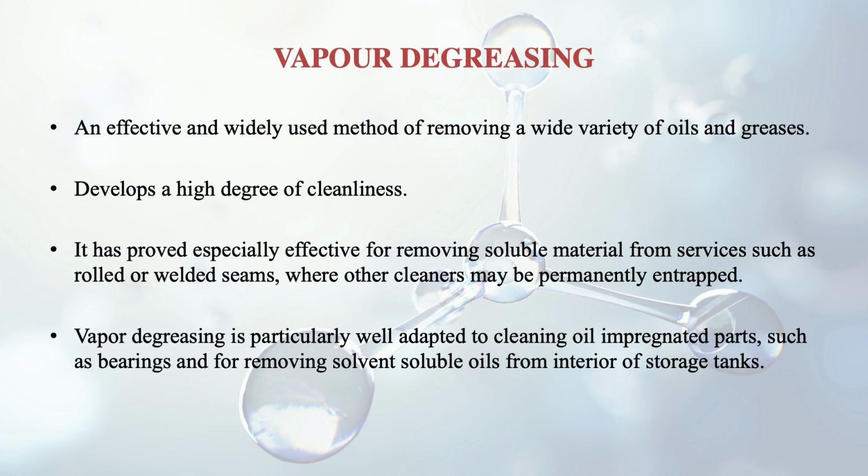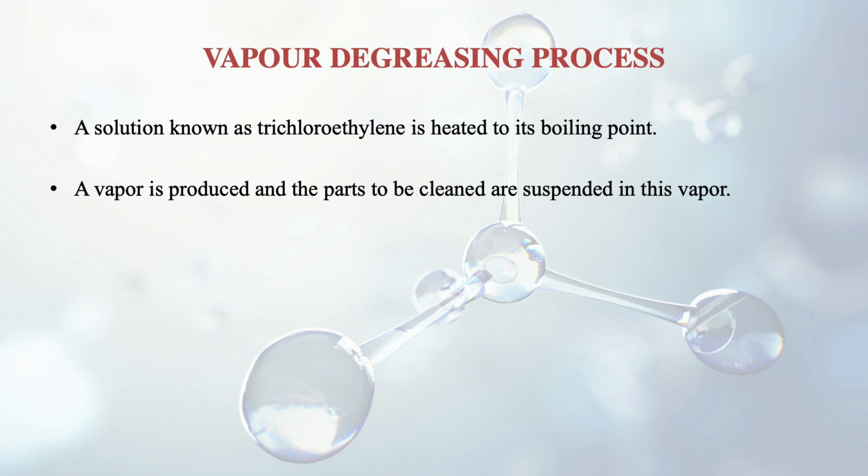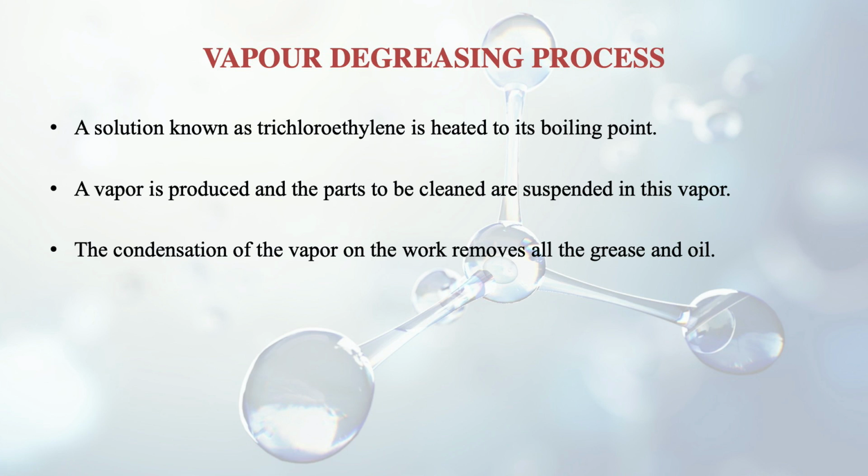Now we discuss the process itself. A solution known as trichloroethylene is heated to the boiling point, and then a vapor is produced, and parts to be cleaned are suspended in this vapor. So in the vapor produced after heating this trichloroethylene, we place the part which has to be cleaned. Condensation of the vapor on the work: when this vapor condenses on the work, it will take away the grease and oil with it.